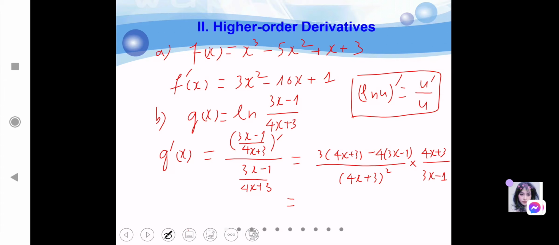It equals 13 over (4x plus 3) squared, times the reciprocal. You simplify, 3x minus 1. Okay, this is that.